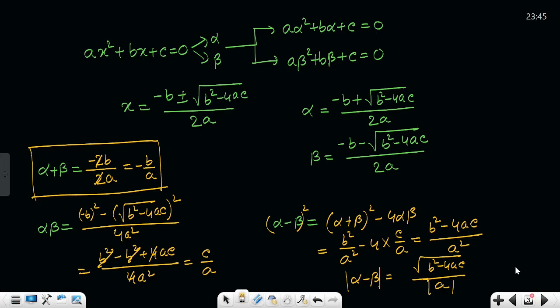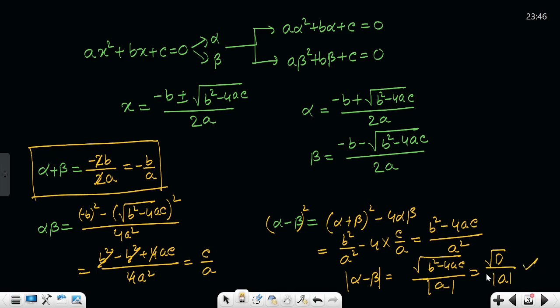Because if you see that root b square minus 4ac, this term cannot be negative, right? Because it is under square root, so this term cannot be negative. But a can be negative, that is the problem. So we applied mod in a. Now, this b square minus 4ac term, what is it? It is our discriminant. We discussed in our previous lecture that b square minus 4ac is called discriminant. So what we can write, this is root d by mod a.